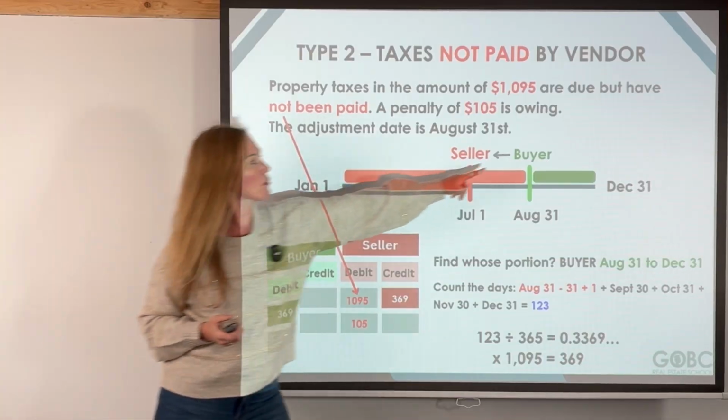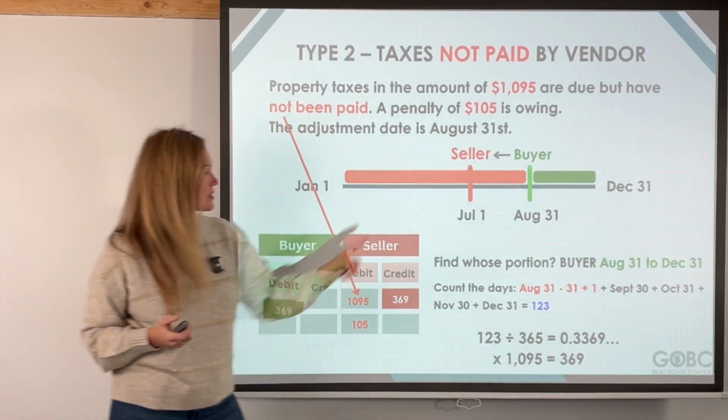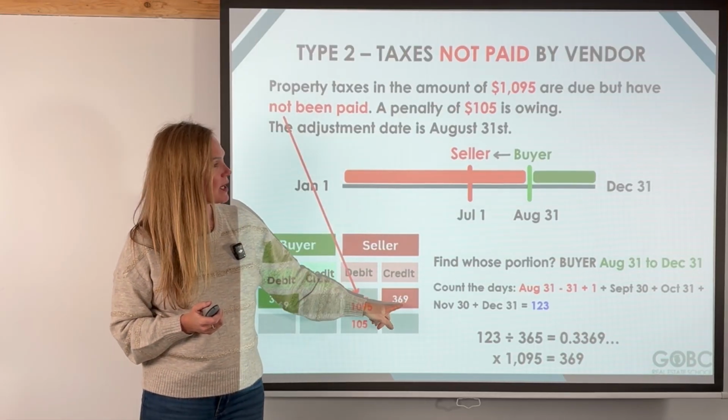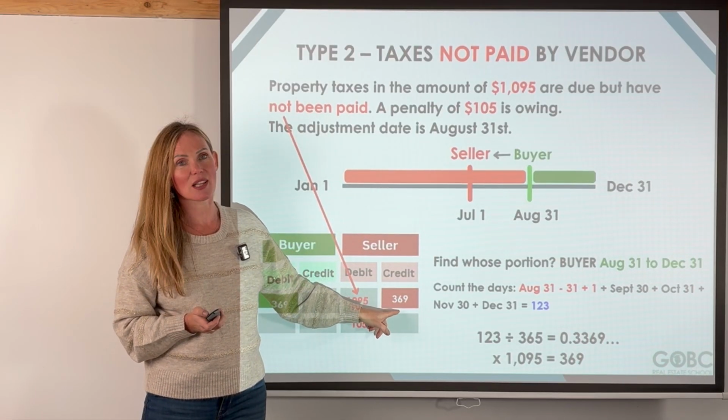So that means the buyer will give the 369 to the seller, so it will show up as a debit to the buyer, and it will be a credit of 369 to the seller.